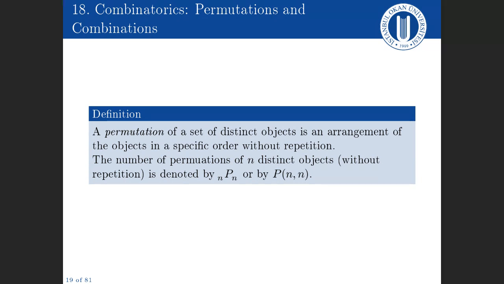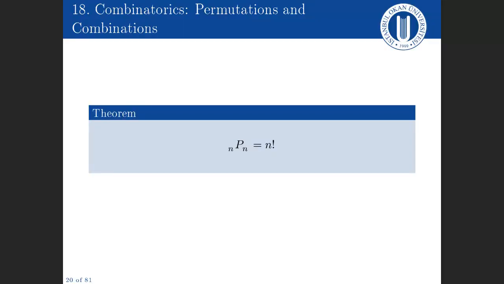We have notation for the number of permutations of n distinct objects without repetition. Two ways to write it. We can write nPn or we can write P(n, n). In this course, I'm going to be using the first notation. And a theorem, we probably understand this already from the previous example: nPn is equal to n factorial.